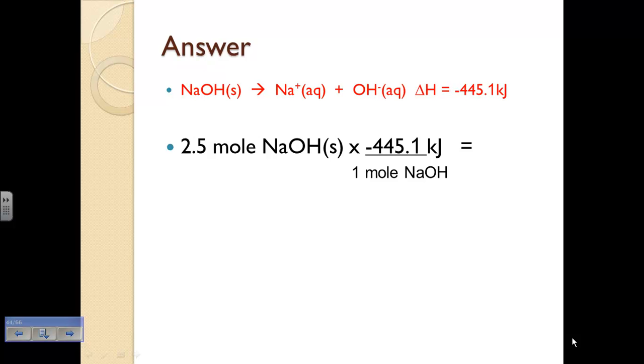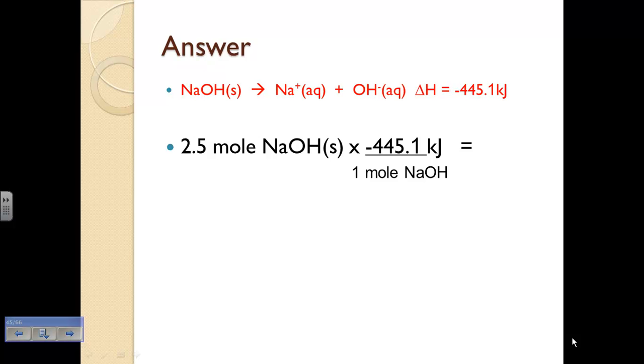Always, always write down the number given, 2.5. The unit is a mole, and the label, solid NaOH. Given 2.5 moles of solid sodium hydroxide, we set up a want over given ratio. The want over given ratio of negative 445.1 kilojoules divided by 1 mole of NaOH. The 1 comes from the fact that there's a 1 as the coefficient in front of sodium hydroxide. If it had been any other coefficient, that must be placed in the heart of our problem.